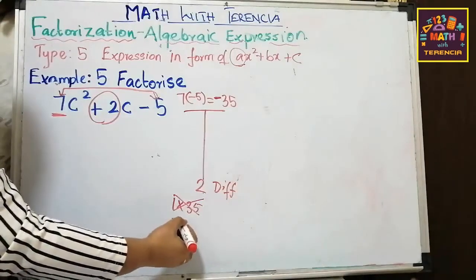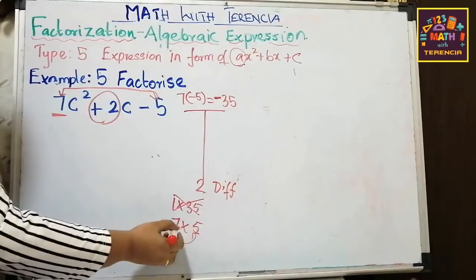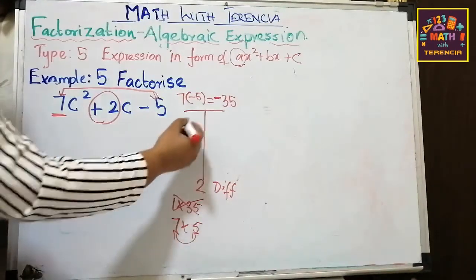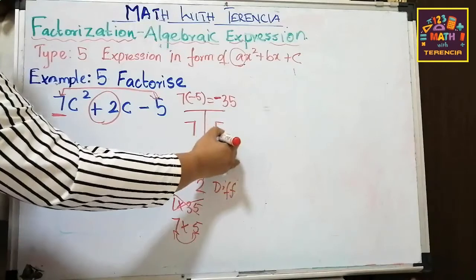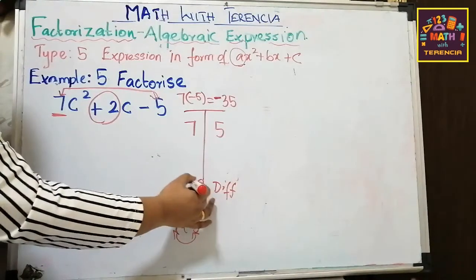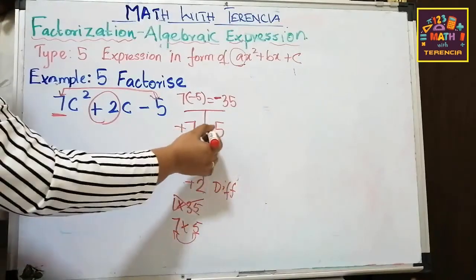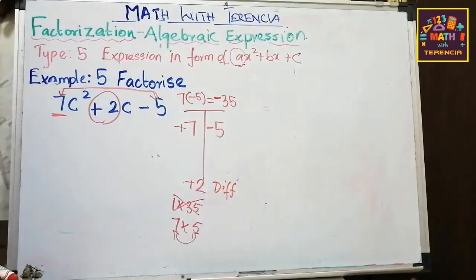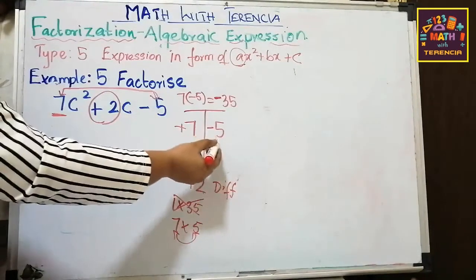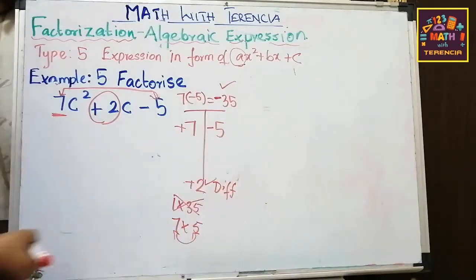And the other factor is 7 times 5. 7 times 5 is 35. So what is the difference of 7 and 5? Yes, it is 2. So the factors are 7 and 5. Now you need to go on with the sign. Down I have a plus symbol, so it goes with the bigger number. So plus 7 minus 5. Now check. 7 times minus 5 is minus 35. 7 minus 5 is plus 2. So these are the factors.